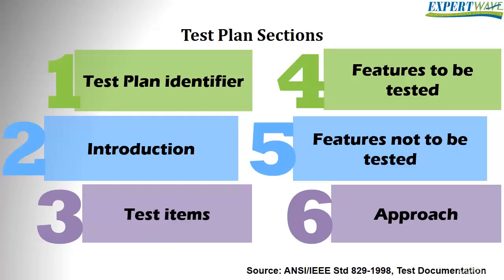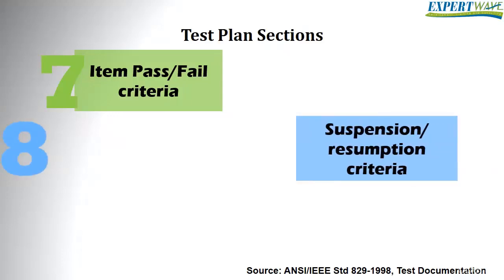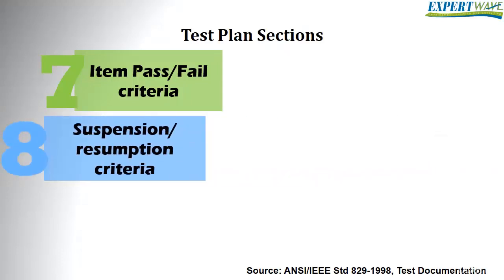This could include a detailed process definition or could refer to other documentation where the details are documented. For example, we could refer to the organization's test strategy. 7. Item pass-fail criteria. Here we will define what criteria should be satisfied to indicate that the item has passed the testing activity. For example, the item must have less than 10 low priority bugs to pass, otherwise it will fail. 8. Suspension and resumption criteria.